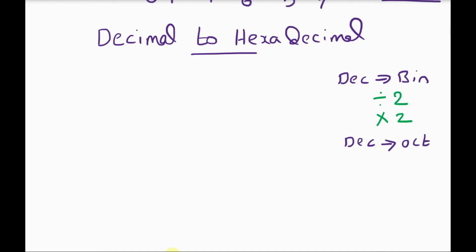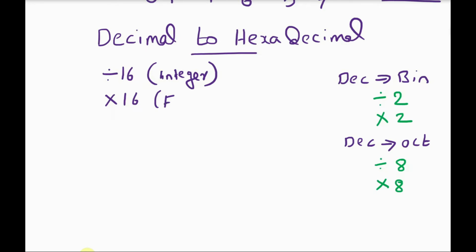So what was the method? We used the divide by 8 method for the integer part and multiply by 8 method for the fractional part. Similarly, here for decimal to hexadecimal conversion, for the integer part we are going to use the divide by 16 method, and for the fraction part we are going to use the multiply by 16 method. The same concept used in the case of decimal to binary and decimal to octal. So we will see an example.